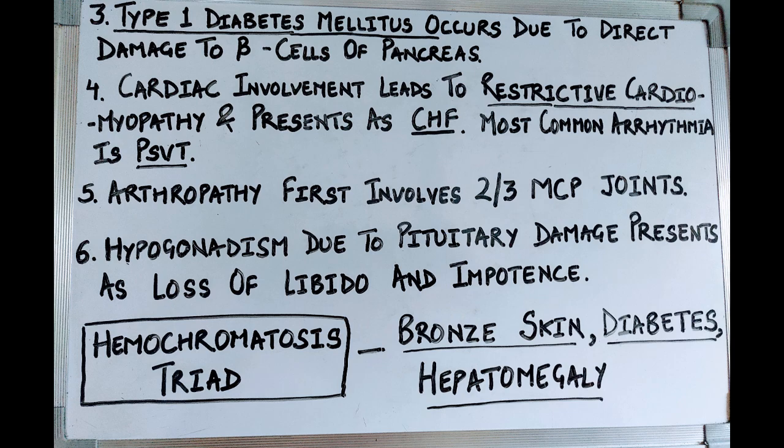Then there is the hemochromatosis triad, which is a triad of three symptoms. First is bronze skin, second is diabetes, and third is hepatomegaly.